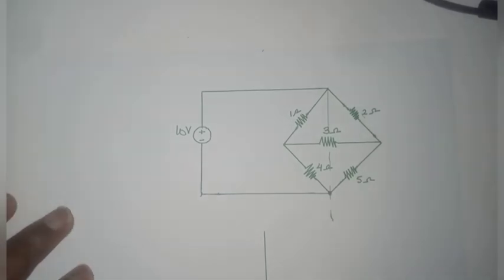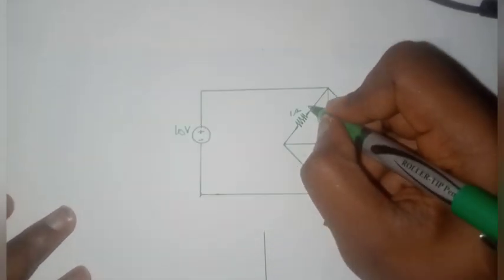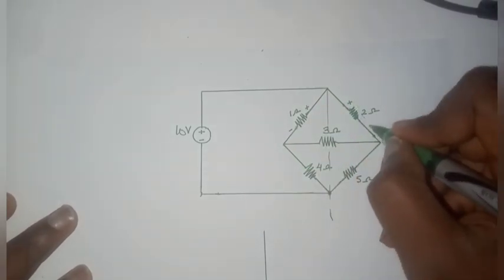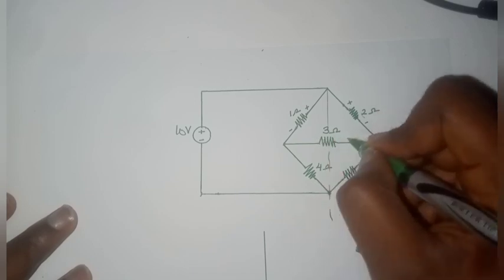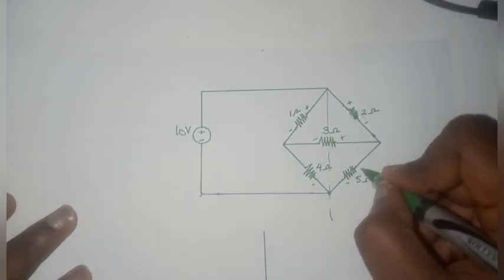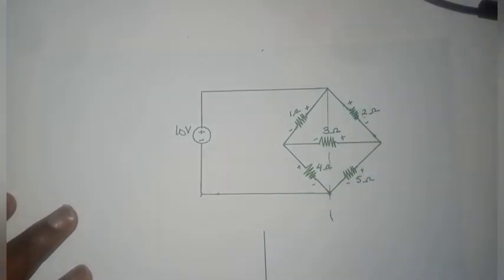The first thing we want to do is assign polarities to our voltage drops, and we give this one positive, negative, positive, negative, positive, negative, negative, negative, positive, positive.